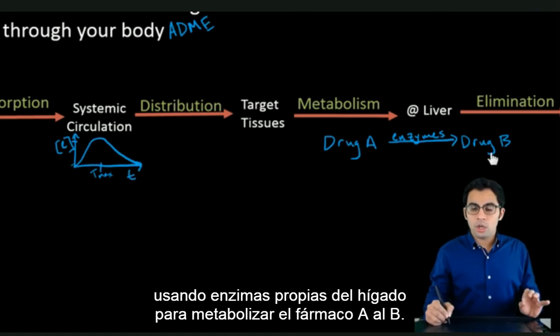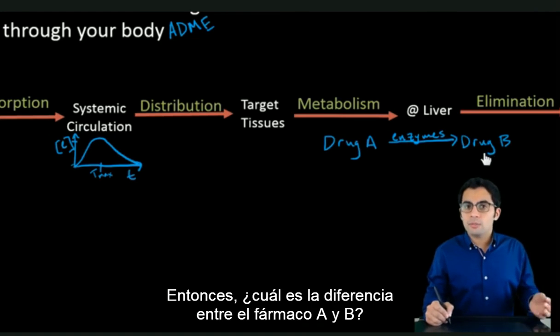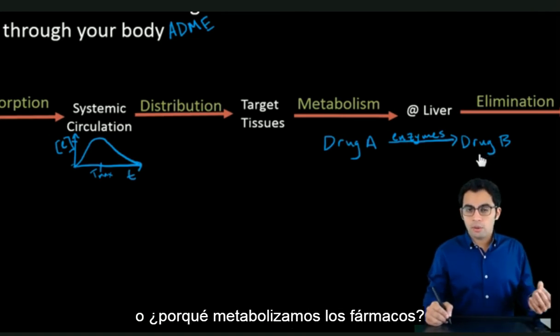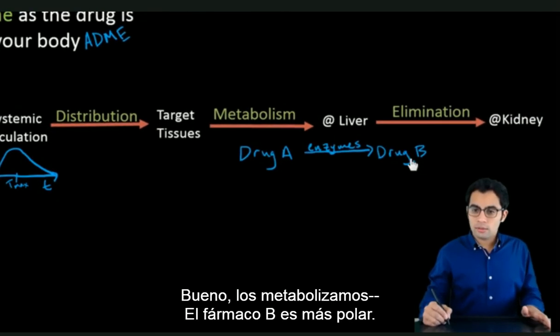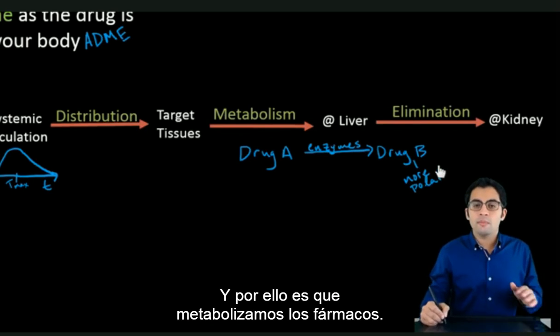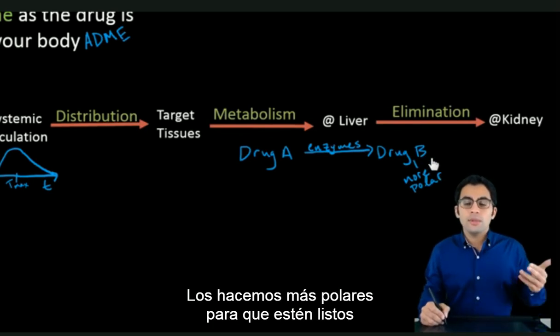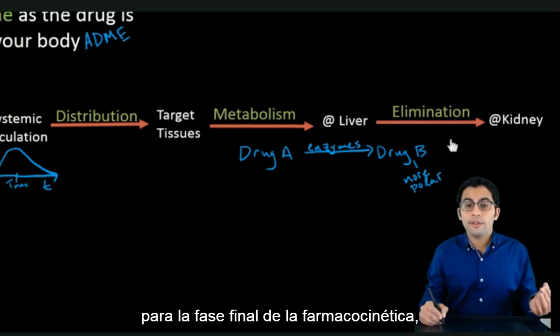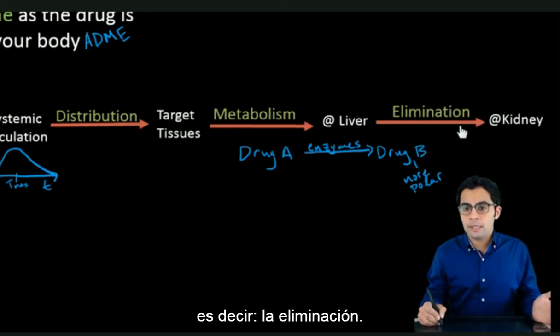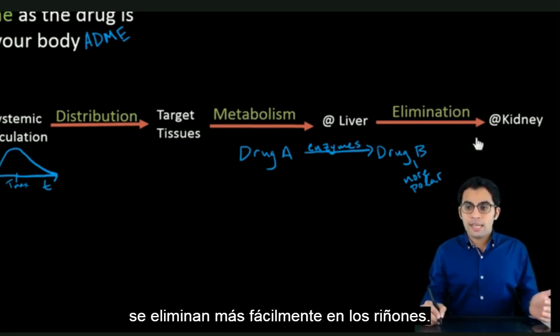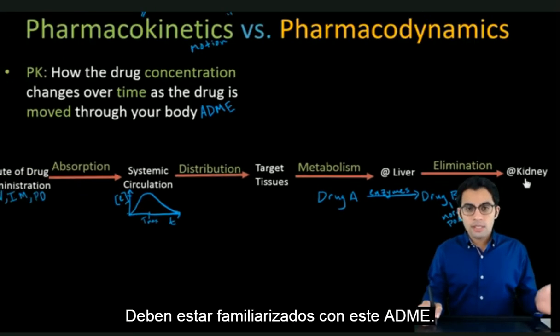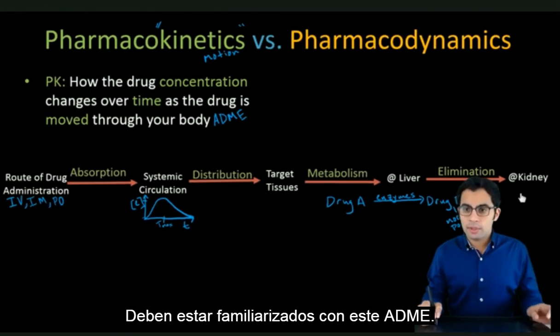A into drug B. So what's the difference between drug A and drug B? Or why do we metabolize drugs? Well, we metabolize drugs. Drug B here is more polar. And this is the reason that we metabolize drugs. We make them more polar to get them ready for the final phase of pharmacokinetics, which is elimination. So drugs that are more polar are easier to eliminate at the kidney. And so this is the ADME that you should be familiar with.